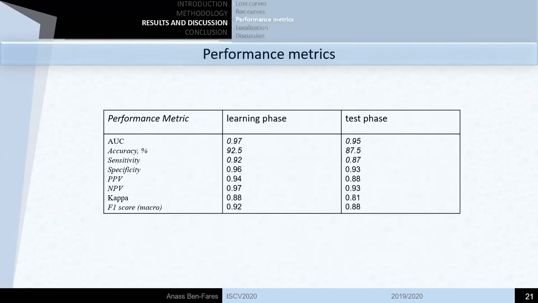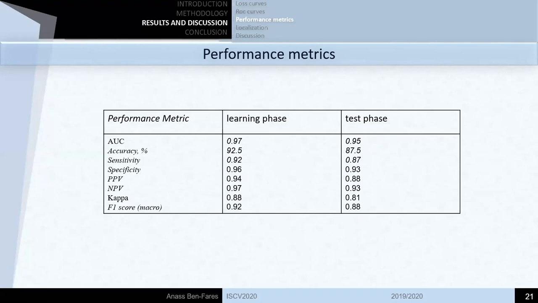As you can see, this table shows us the performance metrics for the learning phase, the internal validation, and the test phase, external validation. So the proposed deep learning algorithm yielded an AUC of 0.87 for internal validation and 0.95 for external validation. Accuracy was 92.5% and 87.5%. Sensitivity was 0.92 and 0.87. Specificity was 0.96 and 0.93. The positive predictive value PPV was 0.94 and 0.88.